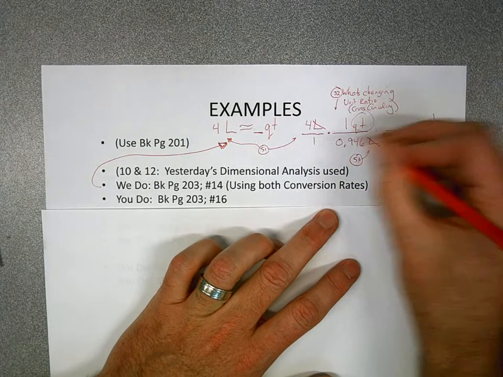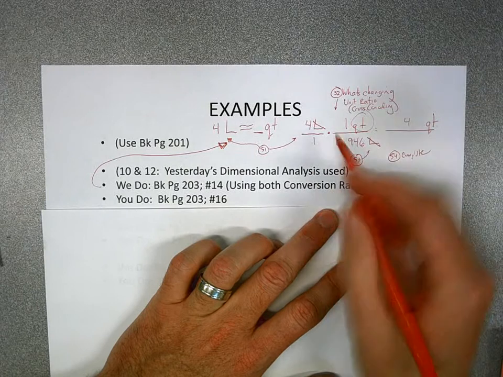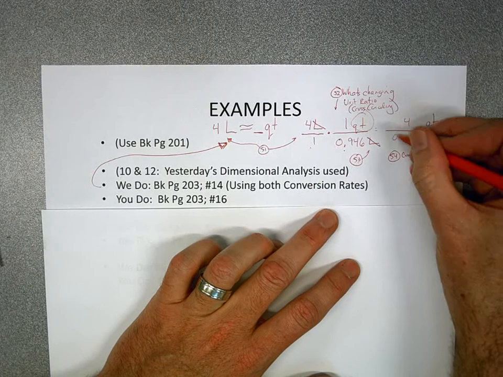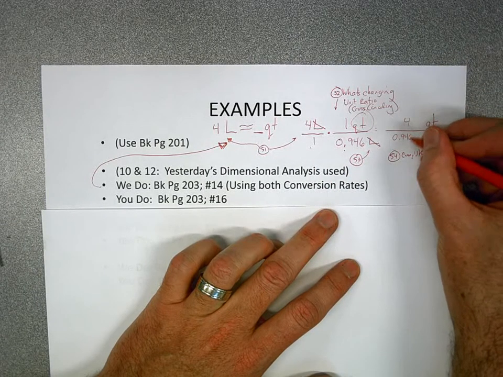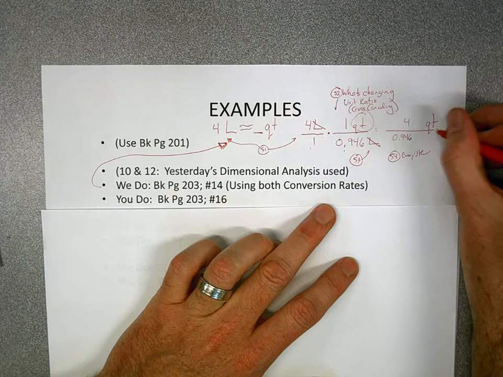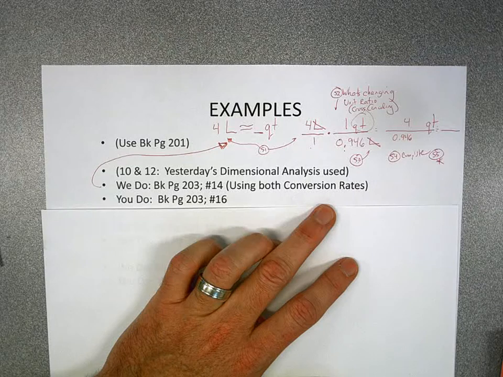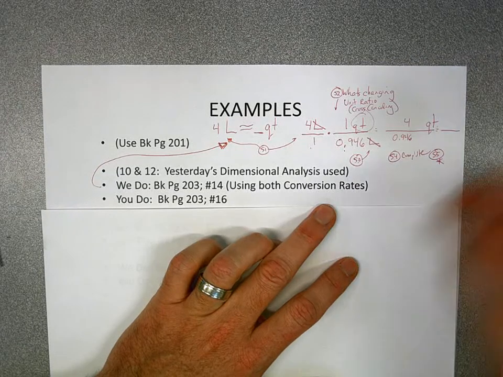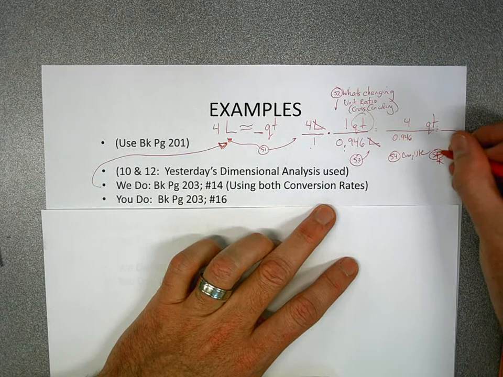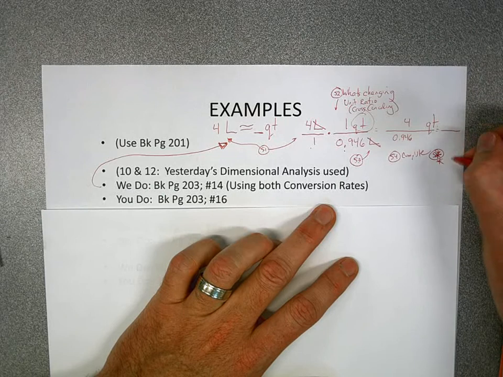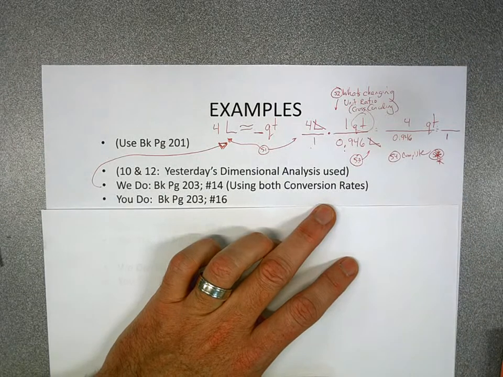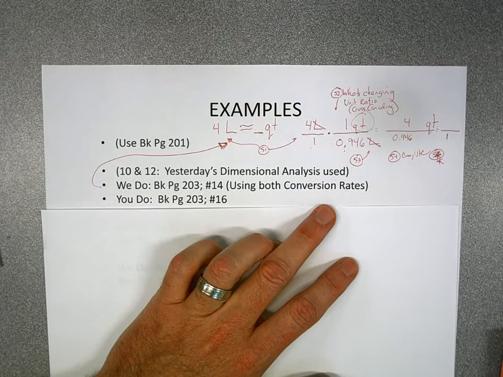Now step 4 is compute. So 4 times 1 is 4. 1 times 946 thousandths is 946 thousandths. Remember what we want, and this would be step 5. Put a little star by step 5 because sometimes you have to do this, sometimes you don't. I think yesterday we referred to it as step star. We want to make sure that is 1 on the bottom, a unit rate.